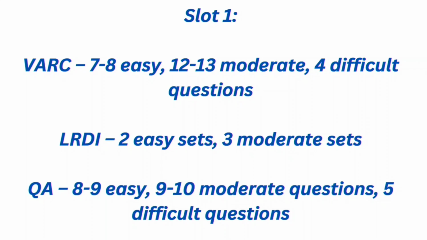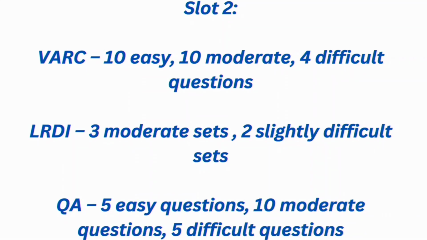Then coming to the next section, DILR, data interpretation and logical reasoning, there were 2 easy sets and 3 moderate sets. If we consider the quantitative ability section, 8 to 9 questions were easy questions, 9 to 10 questions were moderate difficulty level questions, and 5 questions were difficult questions.